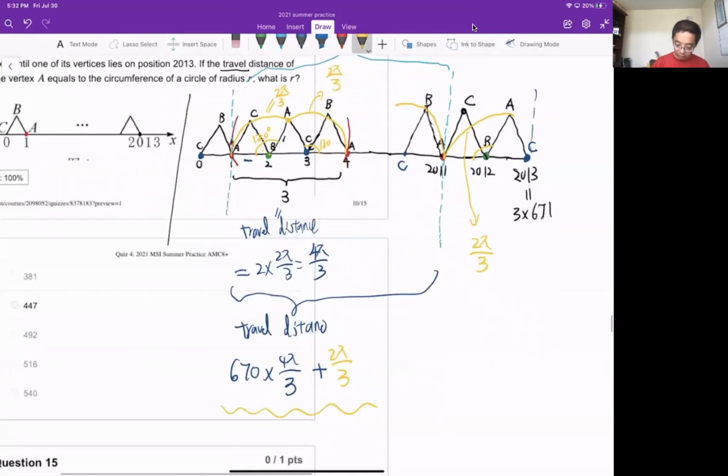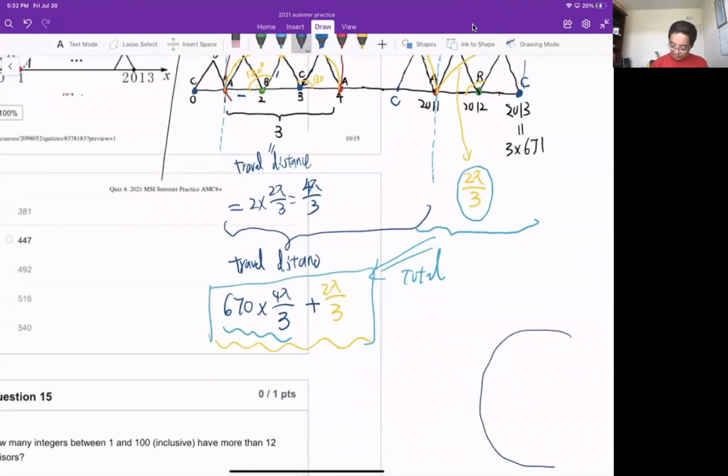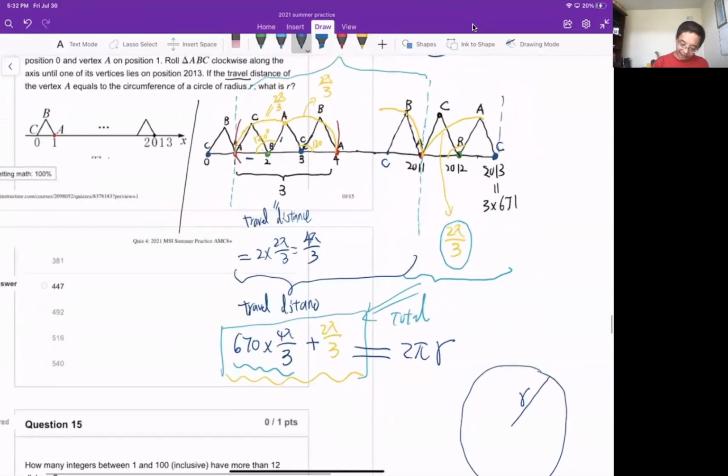Now this is the total travel distance from here, added together. This is the total travel distance of A, right? So we just combine them together. Now we want this to equal the circumference of a big circle. Let's say the radius is r. So this shall equal 2 pi times r. r is something that we need to figure out.